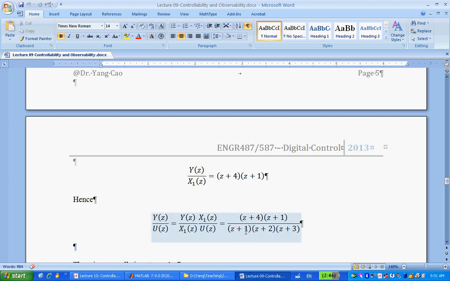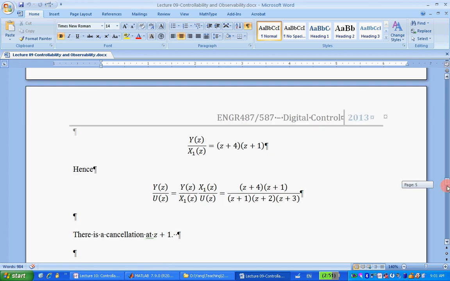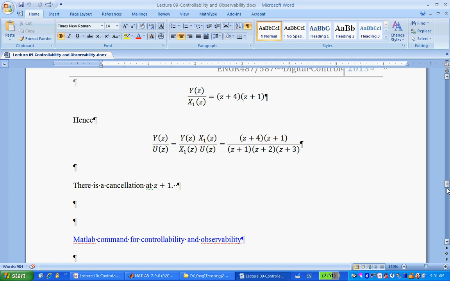So the purpose is actually just to show where that zero-pole cancellation comes from. But when you derive a pulse transfer function, in general you should use the formula we derived in the previous lecture. Remember that formula?